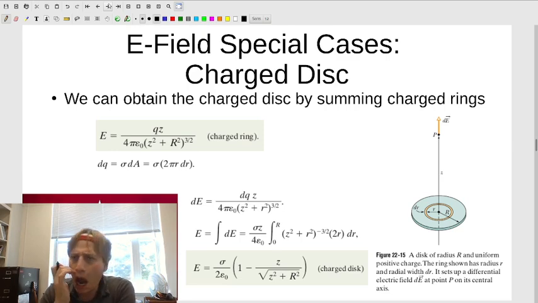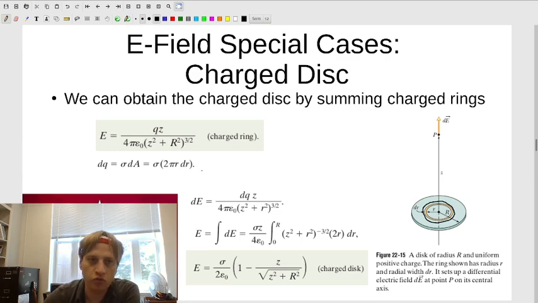What about, can we go one step farther? What if we went from having just one charged ring to having a charged disk? Now, the trick there is to say, well, a charged disk is just made up of lots of little rings. And so if I want, I can write the charge on one of those rings as, this is the surface charge, so that's in terms of coulombs per meter squared, and this dA is the area of one of these differential little rings, so that's going to be in meters squared.